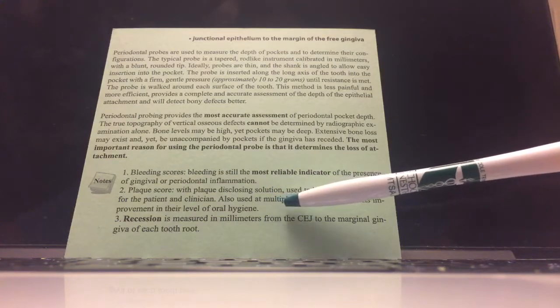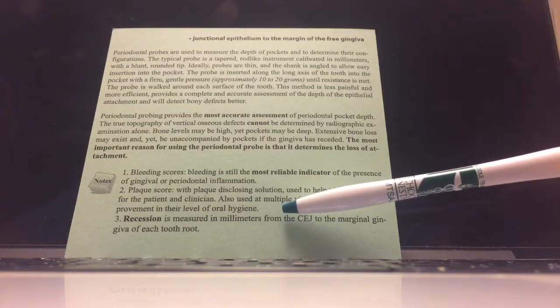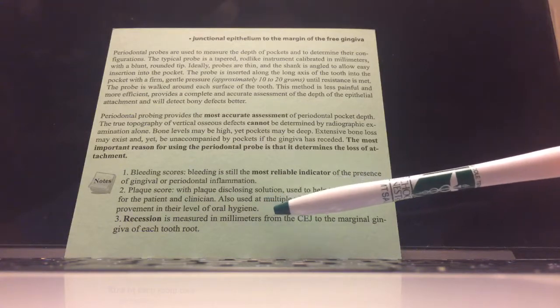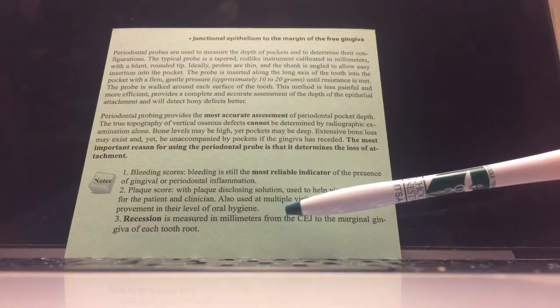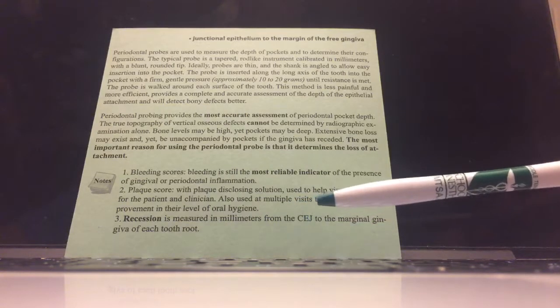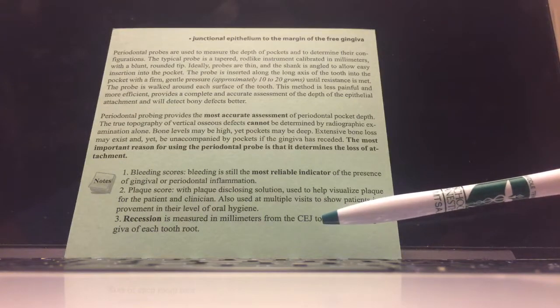2. Plaque score, with plaque disclosing solution used to help visualize plaque for the patient and clinician. Also used at multiple visits to show patients improvement of their level of oral hygiene. And 3. Recession is measured in millimeters from the cemento enamel junction to the marginal gingiva of each tooth root.